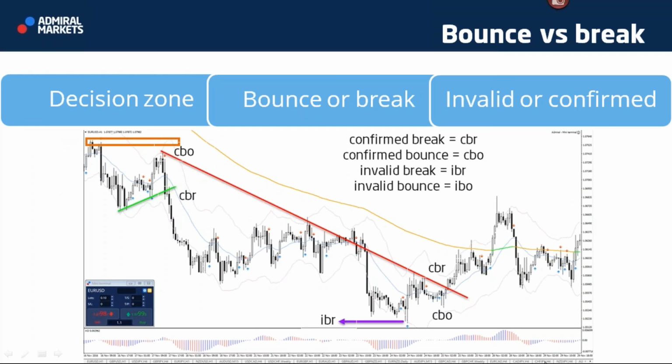So those are two examples. Here, for instance, look at these wicks here. As price breaks through this bottom, that would be an invalid breakout, for instance. Or look at the candles here above the red trend line. That could be a confirmed breakout to the upside, and this could be a confirmed bounce to the upside.